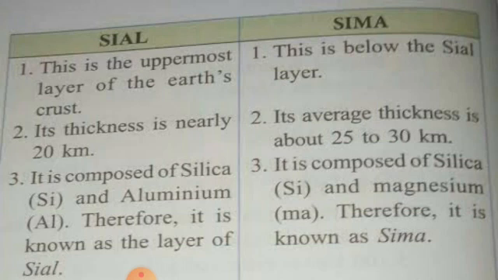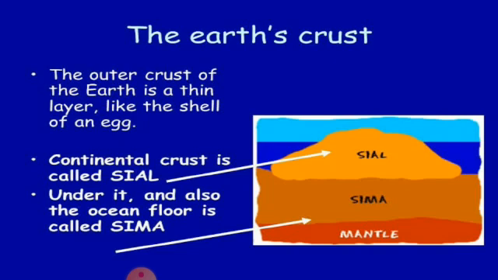Sial, its thickness is nearly 20 km. In Sima, its average thickness is about 25 to 30 km. Sial is composed of silica and aluminium. Therefore, it is known as the layer of Sial. Sima is composed of silica and magnesium. Therefore, it is known as Sima. Continental crust is called Sial. Under it, the oceanic crust is called Sima.